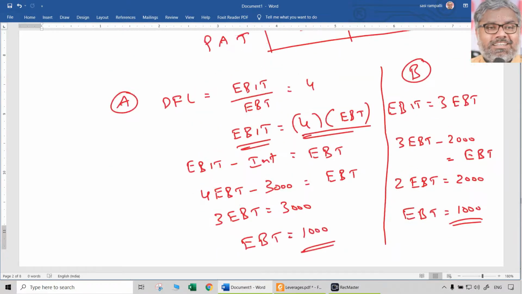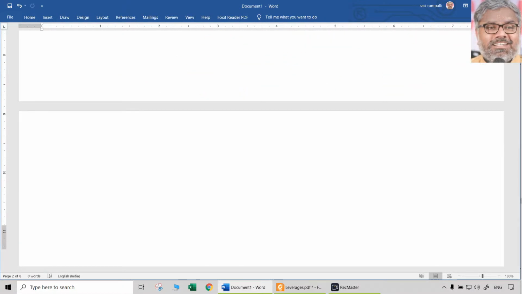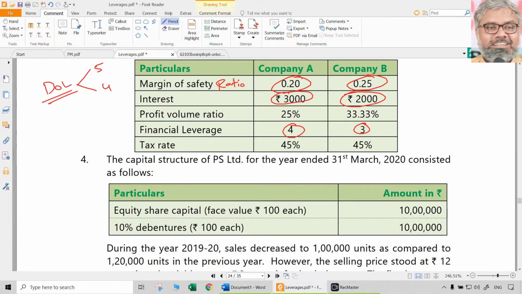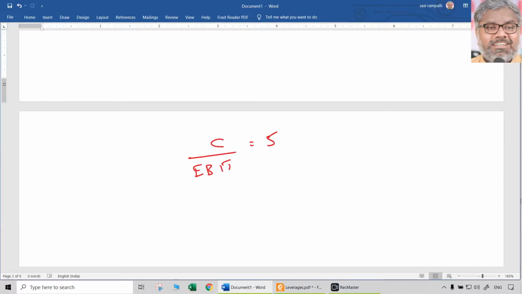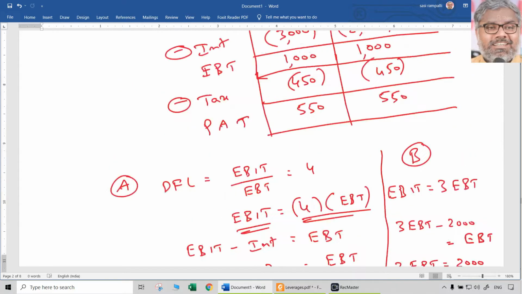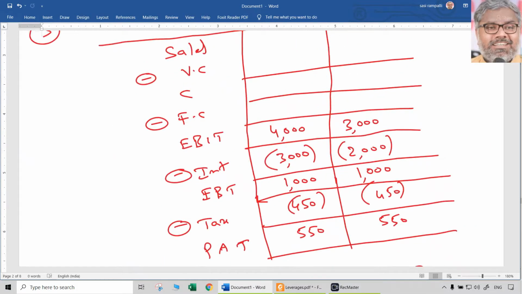Then again, you know the formula for operating leverage. Operating leverage formula is contribution divided by EBIT. For company A, that is equal to 5. How much will be contribution? 5 times of EBIT. How much is EBIT for company A? That we know already. 4,000. 5 times of 4,000 is 20,000 is the contribution. We have that for company A. That means naturally fixed cost should be how much? 16,000. Balancing figures will automatically emerge. So 20 minus 16 only 4, right? That is why 16,000 is fixed cost for company A.